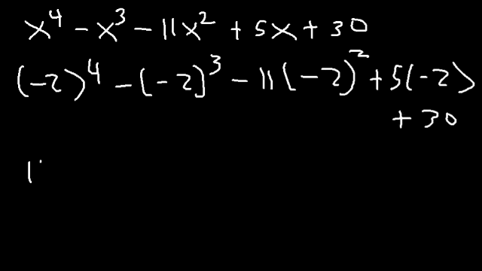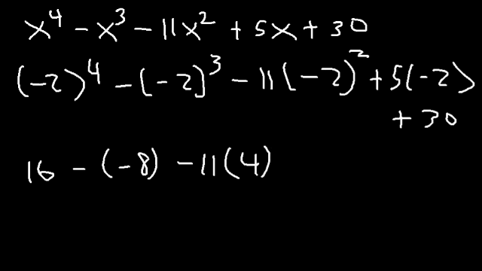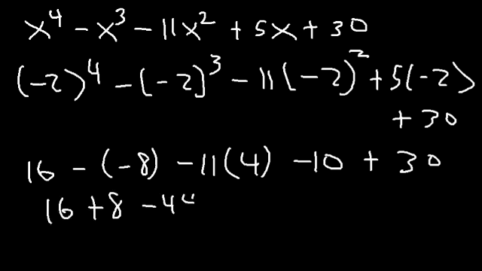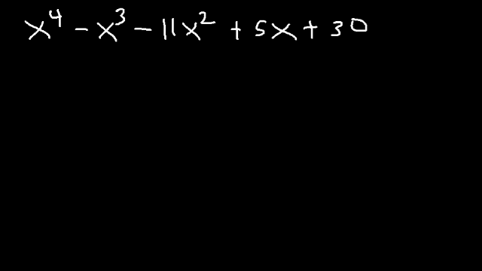Negative 2 to the 4th is 16. Negative 2 to the 3rd is negative 8. And negative 2 squared is 4. 5 times negative 2 is negative 10 plus 30. So this is 16 plus 8 minus 44. Negative 10 plus 30 is 20. 16 plus 8 is 24. And negative 44 plus 20 is negative 24, which adds to 0. So negative 2 is a factor. So x is equal to negative 2.